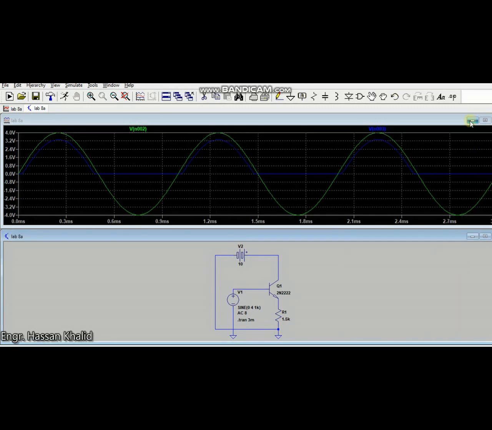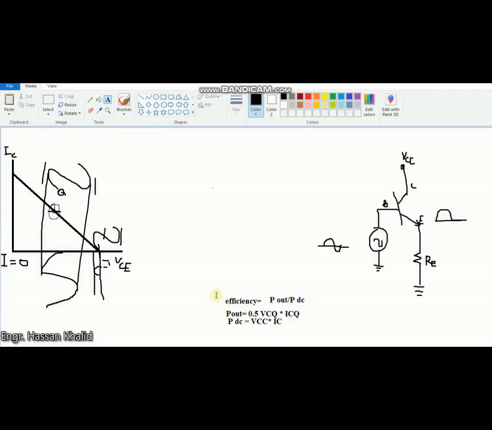Now let us try to calculate the efficiency of this circuit. For this purpose, we will use the basic formula: efficiency is equal to P out divided by PDC. Here P out is 0.5 times VCQ multiplied by ICQ.